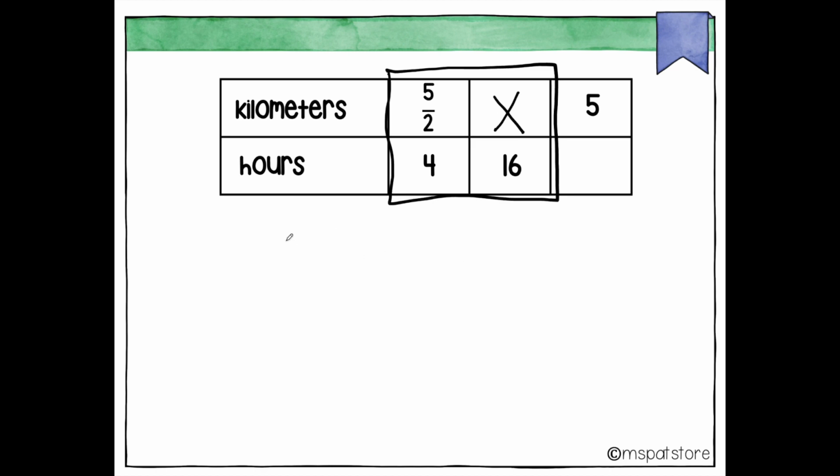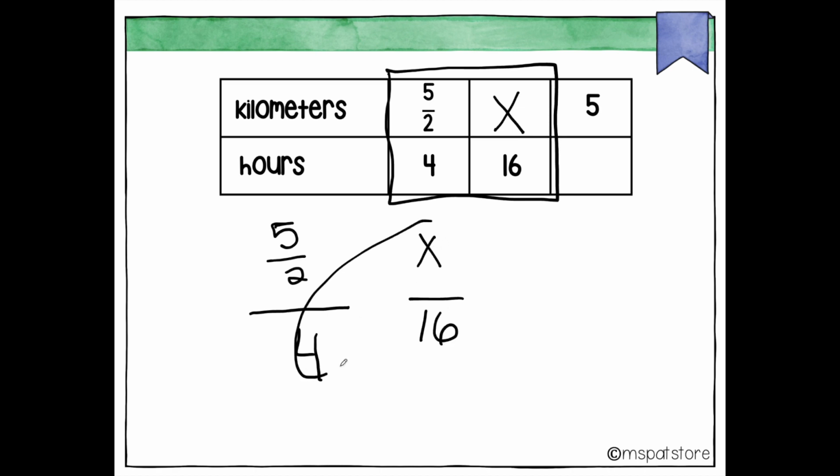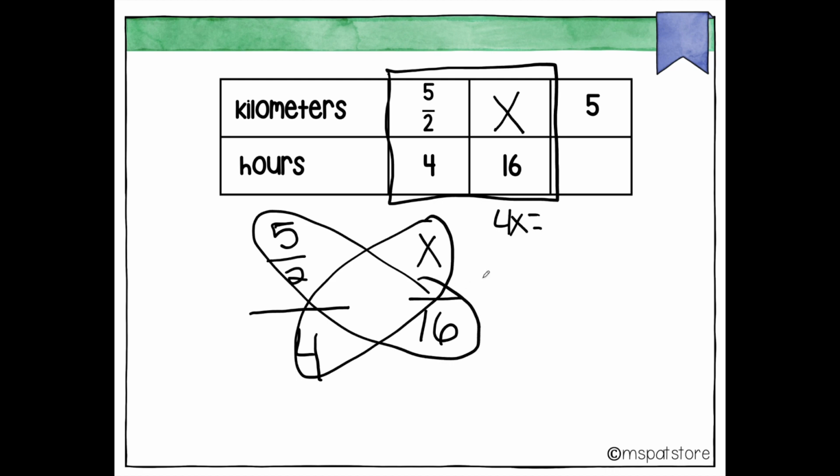So basically what I do is I write down my ratio in fraction form. 5/2 will be my numerator and 4 will be my denominator, okay? For every 4 hours, I will drive 5/2 kilometers. And then I'm going to write my numerator, that is X, and my denominator, that is 16. And now I can cross multiply. 4 times X, which is 4X, and then 5/2 times 16.